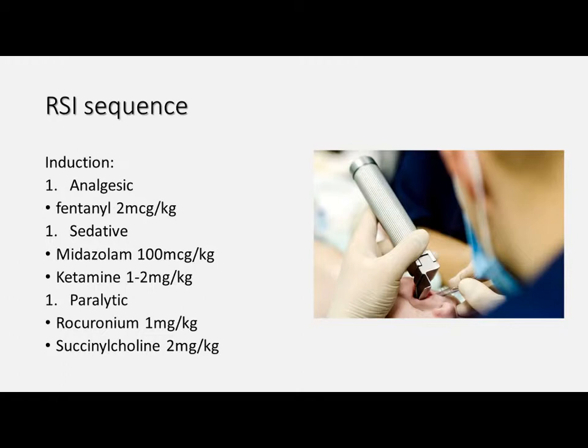We can choose either midazolam or something like ketamine, which also has the benefit of being an analgesic in its own right. And thirdly, we'll provide paralysis so that the person's not able to gag on our tube or to fight. And the standard is becoming rocuronium. Succinylcholine is another option that some services use.